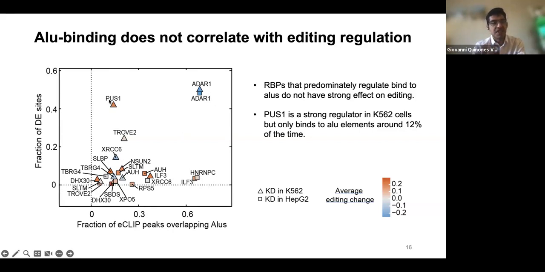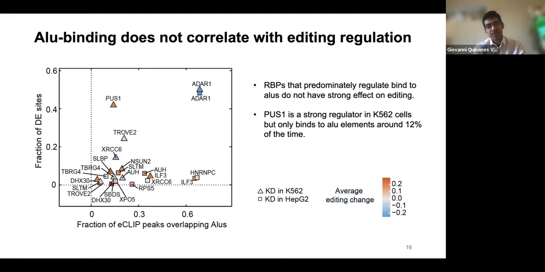We also observe another RBP that binds to Alus around 12% of the time, meaning around 12% of the binding sites overlap Alu elements, and yet has a very strong effect on overall RNA editing. So this observation, of course, suggests that binding to the Alu elements is not enough to regulate RNA editing.